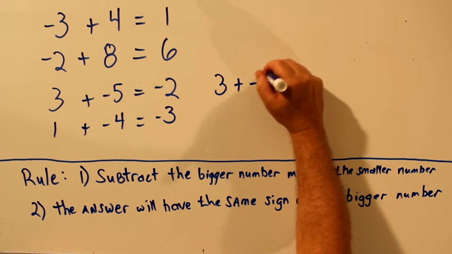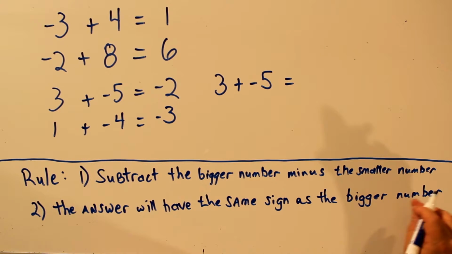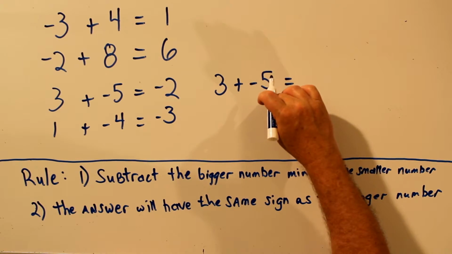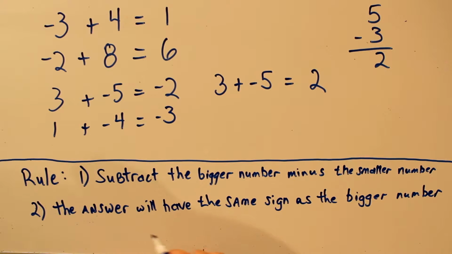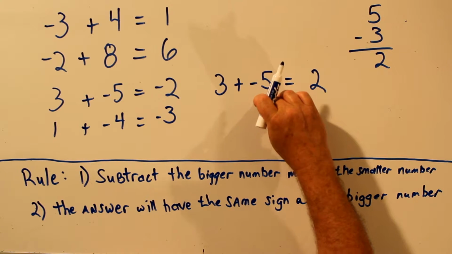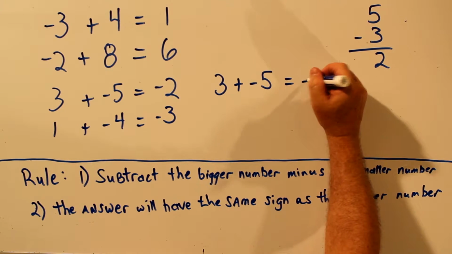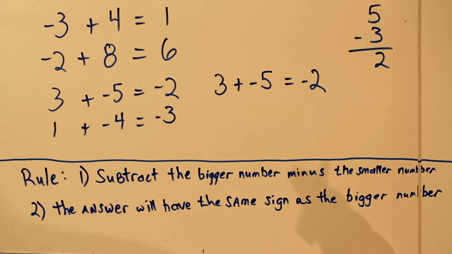Let's do the next one. 3 plus negative 5 equals. Subtract the bigger number minus the smaller number. Well, 5 is the bigger number. Minus 3 is 2. Write down the 2. The answer will have the same sign as the bigger number. 5 is the bigger number and it is negative. So the answer will be negative 2.